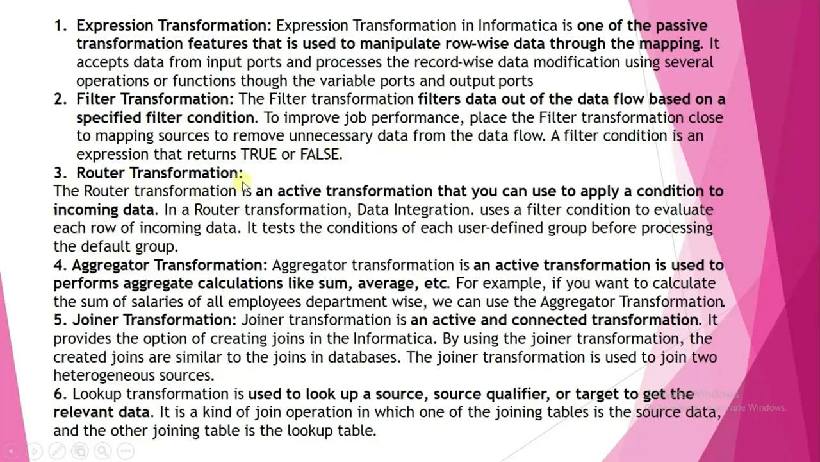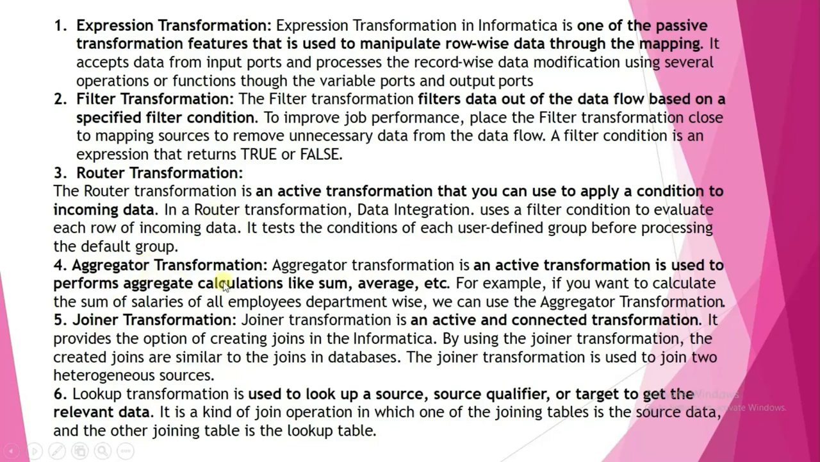Then coming to router transformation. The router transformation is an active transformation that you can use to apply a condition to the incoming data. So here we are applying conditions or rules for incoming data. Incoming data means data which is entering into the table. In a router transformation, the data integration service uses a filter condition to evaluate each row of incoming data. It tests the condition for each user defined group before processing the default group. So this is called router transformation.